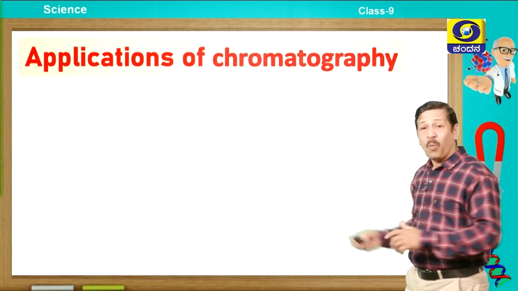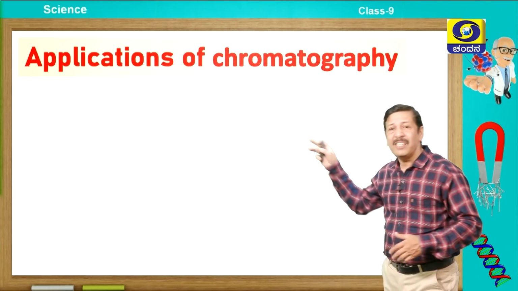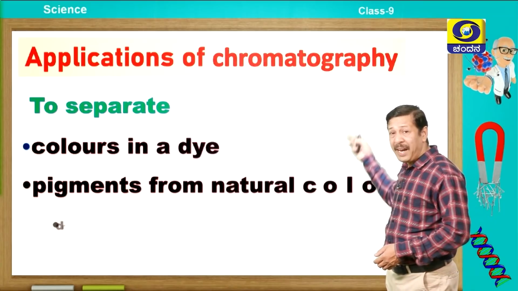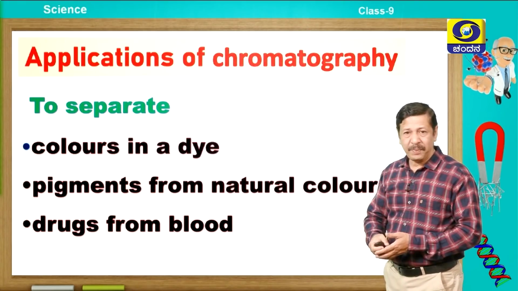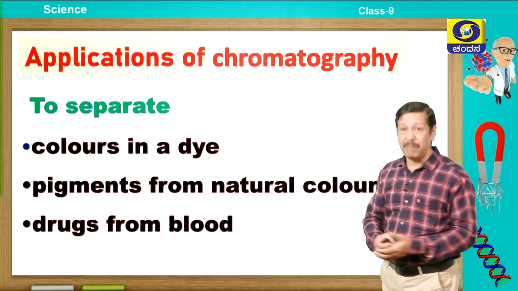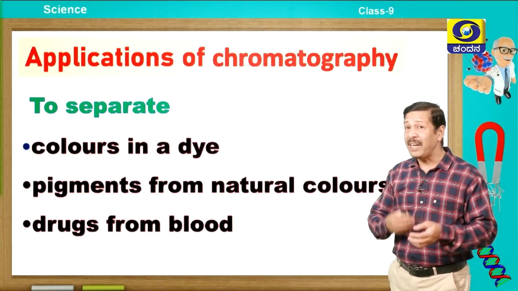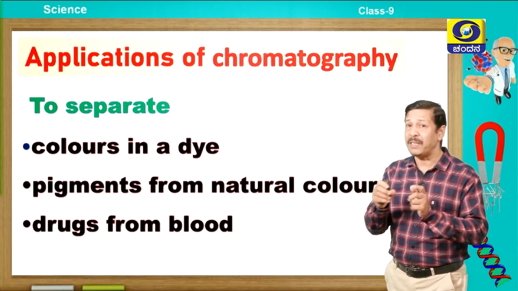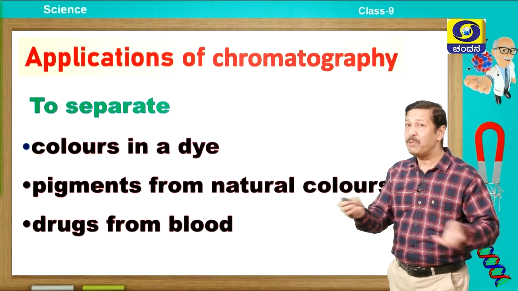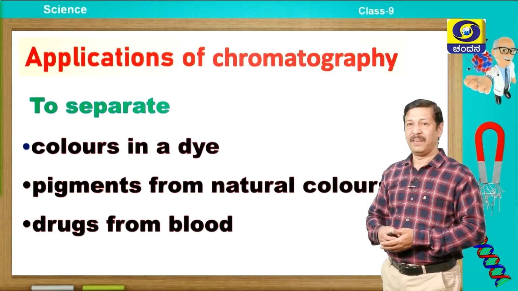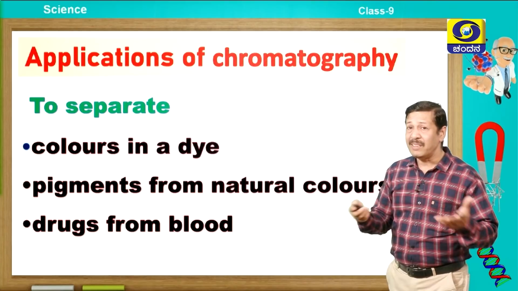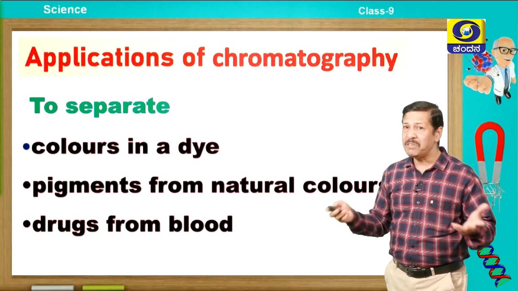Now let us see what the important applications of this chromatography are. Chromatography is widely used to separate the colors from the dye, pigments from natural colors, drugs from the blood, and also you can identify adulteration in chemicals. So you can test whether the given chemical is pure or not. Like this, we have a lot of applications of chromatography in industries.